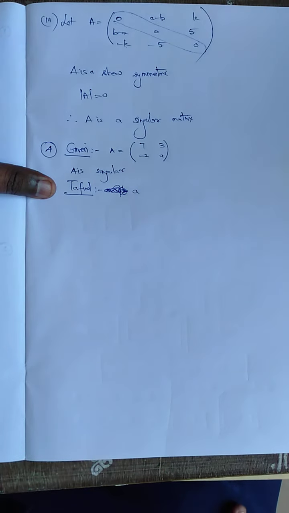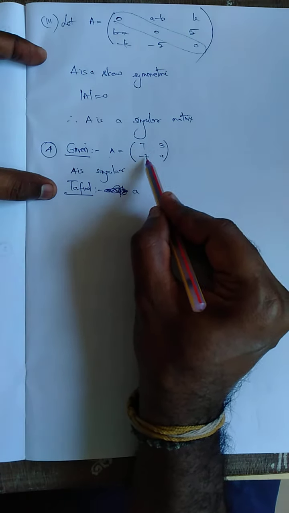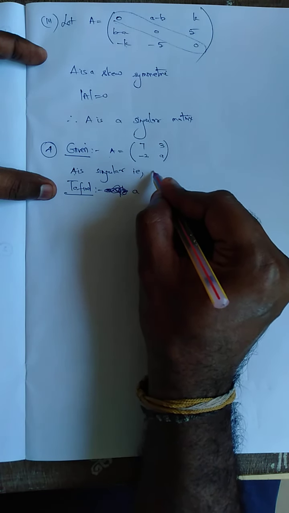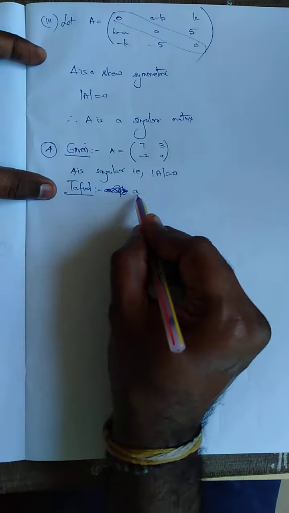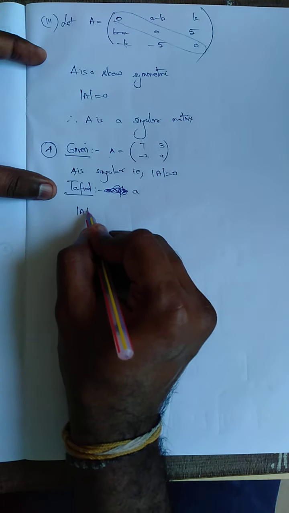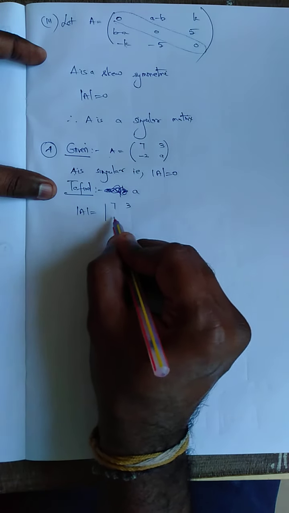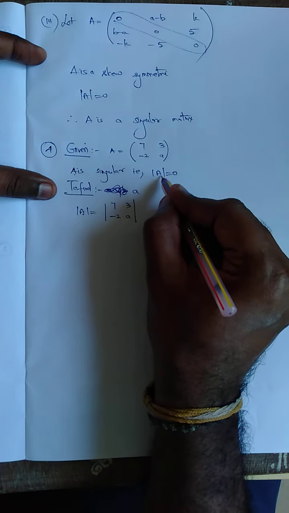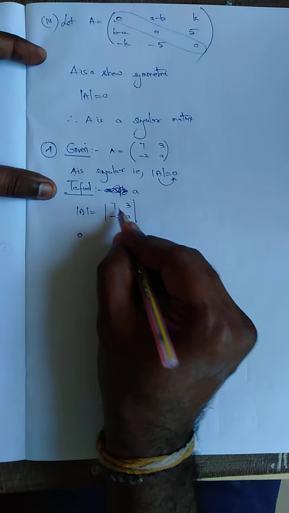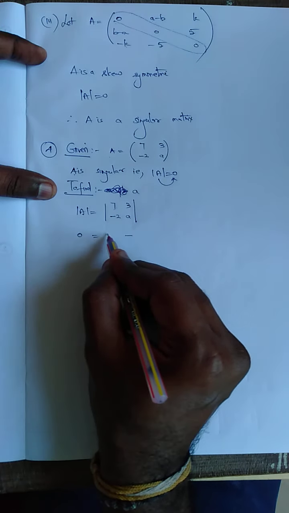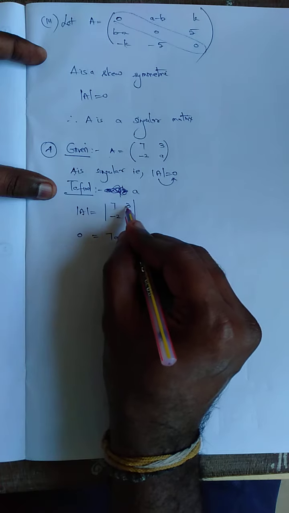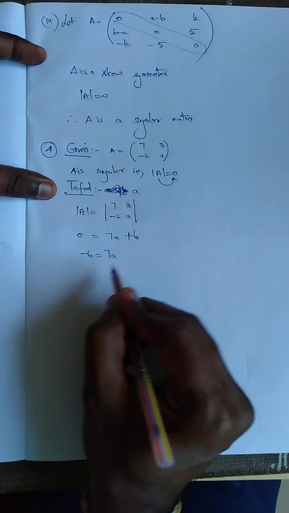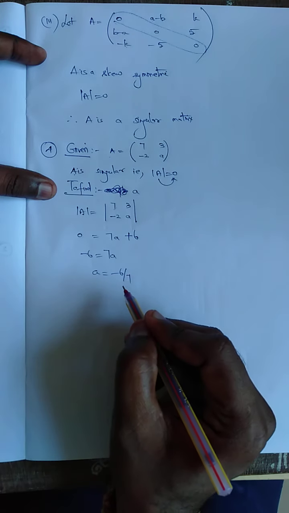So fourth sum, they given A matrix 7, 3, minus 2 and A. They given A is singular matrix. If A is singular matrix, then determinant of A is equal to 0 to find the value of A. So determinant of A is equal to the determinant of 7, 3, minus 2 and A. Therefore determinant of A is equal to 0. So we can write 7A, minus 2 into 3 is minus 6, which becomes 7A minus 6 equal to 0. 6 comes this side, 7A equals 6, A is equal to 6 by 7.